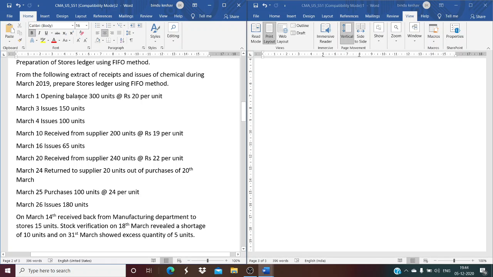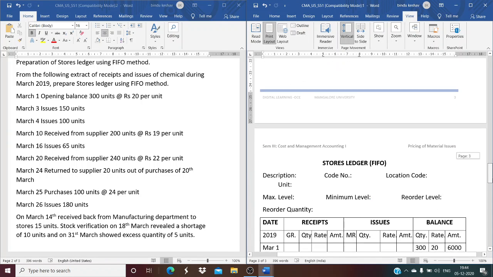So March 1st, then comes March 3rd, March 4th, March 10th, and then we have information on March 14th. Then again on March 16th, then we have information of stock verification on 18th March. And then we have information about the receipt of 240 units on March 20th. Now, the stores ledger can be prepared this way.